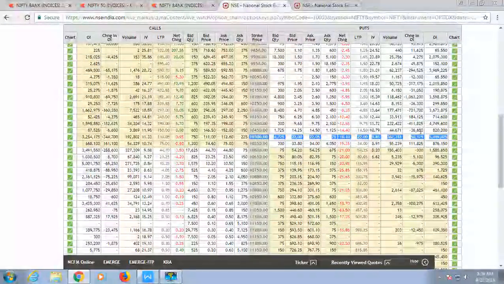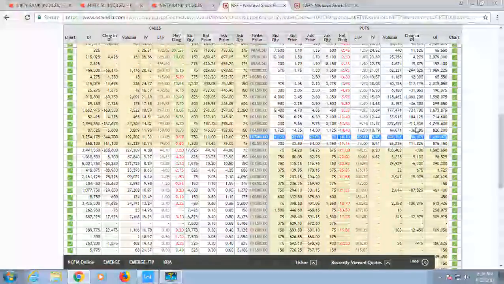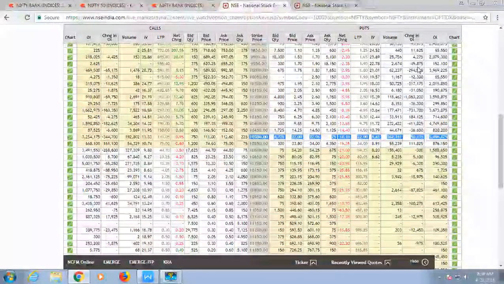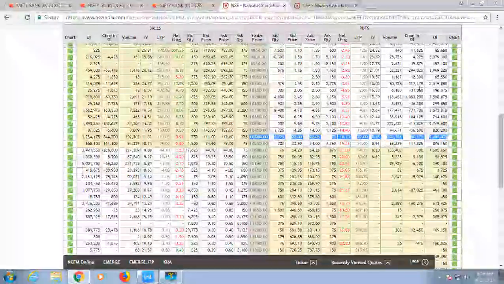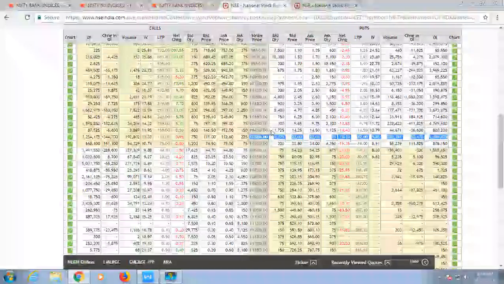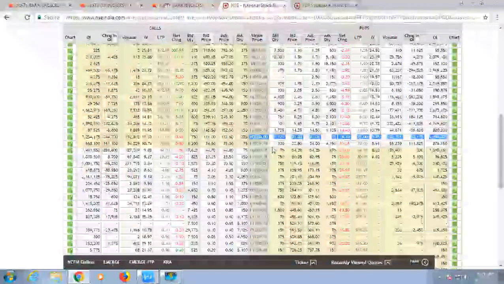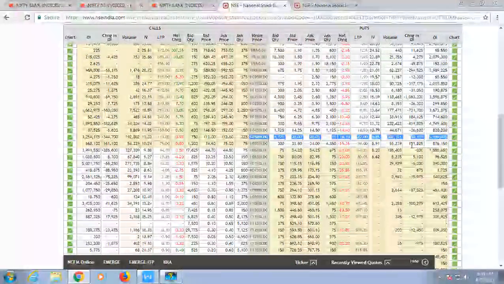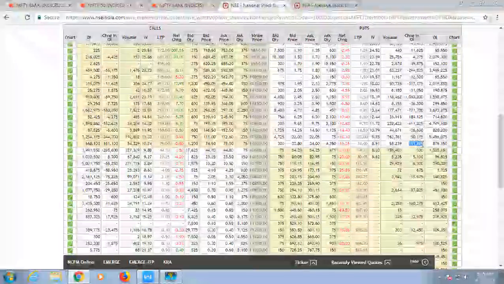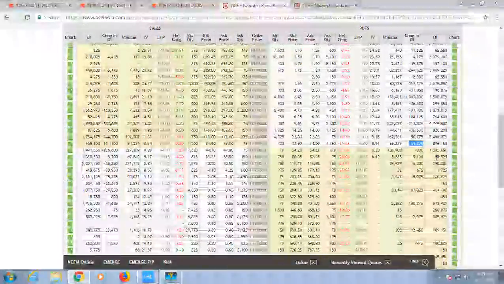And if you check the change in open interest, this line, you will find these are all maximum negative. So people are not thinking about support below 10,500. So major support is going to be 10,500, and then we can see the 10,550 has maximum open interest. So we can say it is also going to be a major support.